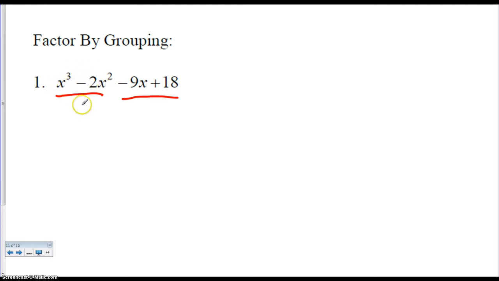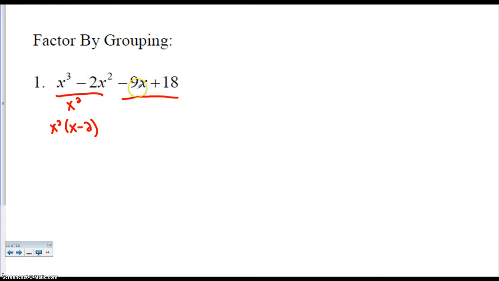So if I look at this, the greatest common thing I can see is that they both have an x squared. So what I'm going to do is factor out an x squared, and I end up with x squared times x minus 2. If I were to multiply x squared times x, I would get x cubed. x squared times minus 2 gets me minus 2x squared.